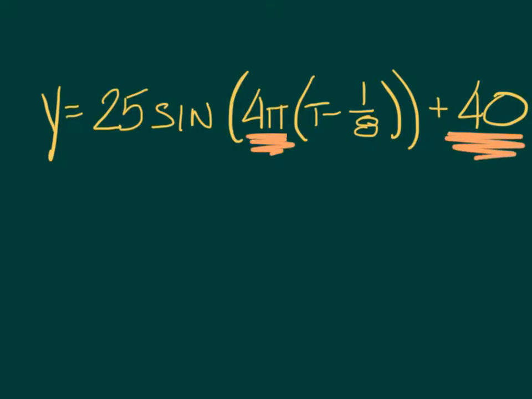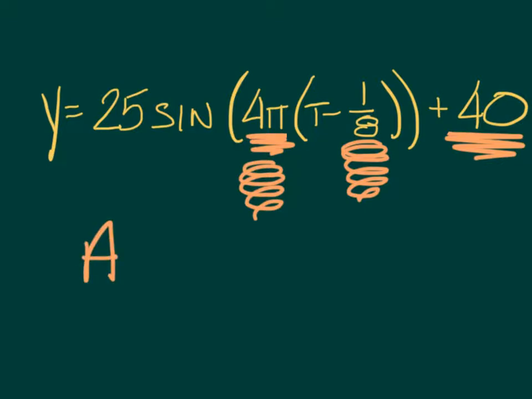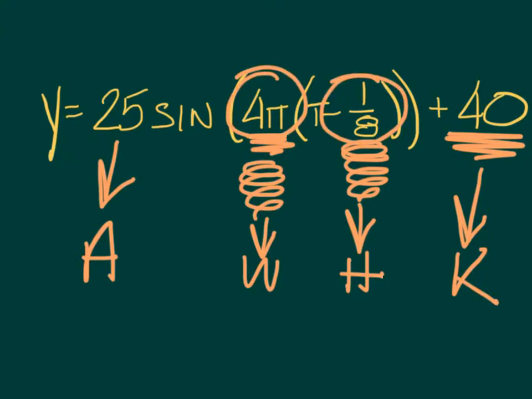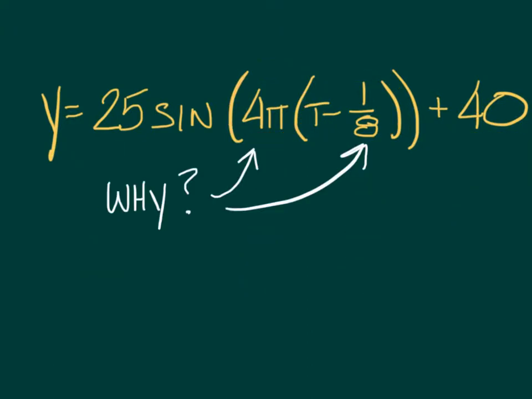What we're going to do next is inspect how we came up with the minus 1/8 and then the 4 pi on the outside. Remember, this is A for the 25, the 4 pi is the W, this is the phase shift H, and this is the constant K. What we're going to do now is figure out how we came up with that. We're going to work it backwards. We're going to look at why we have 4 pi and then a 1/8 now in this function.